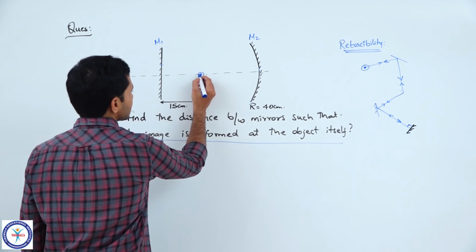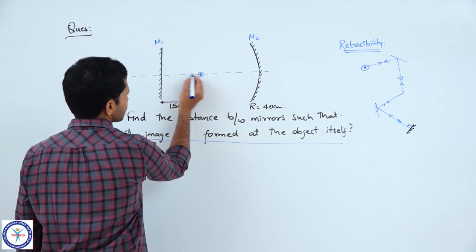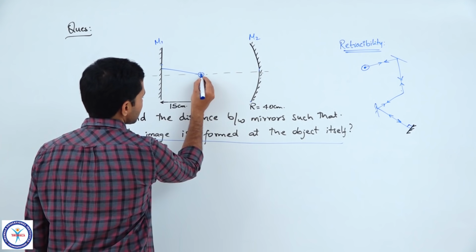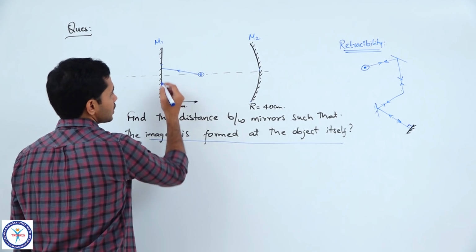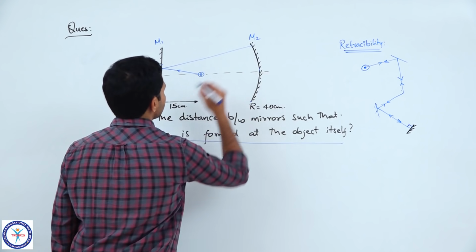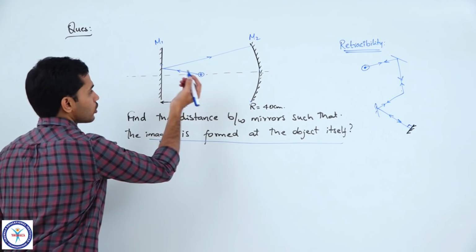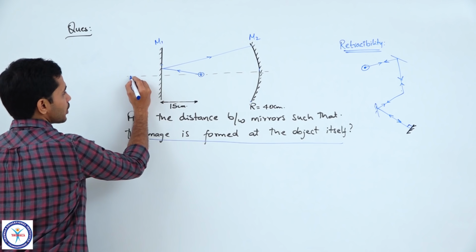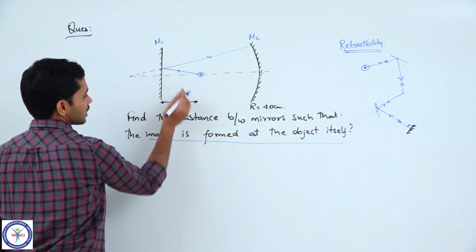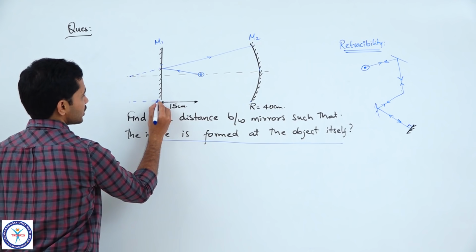I will consider that a light ray which is coming from the object first strikes this mirror in this manner, and it reflects from here and strikes it in this way. Now, we all know that this light ray appears to come from a point which is behind the mirror, which is at exactly the same distance of 15 centimeters.